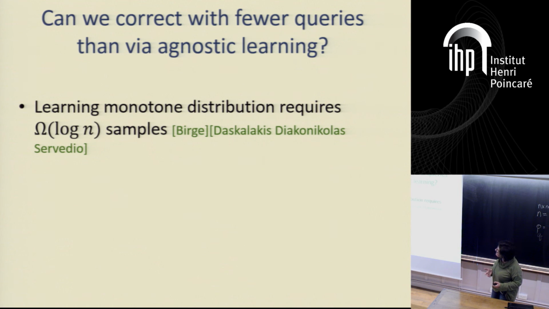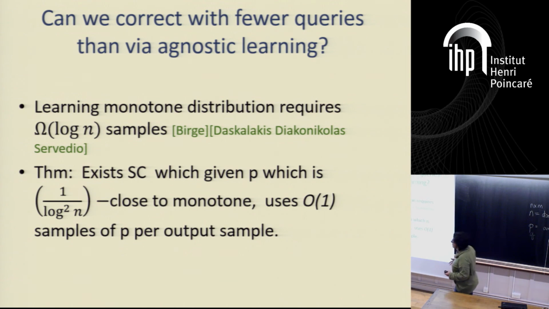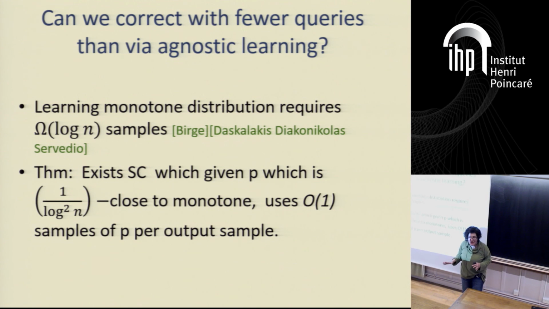We know, for example, that learning monotone distributions requires omega log n samples. This was the paper I couldn't remember before. This was the simplification of the argument of Berger. And we don't really have a good answer to this question, I should say. But for monotone distributions, you can get maybe slightly non-trivial things to say. There are a lot of open questions here, like what properties can you correct faster than the agnostic learning bound? That's the major open question.